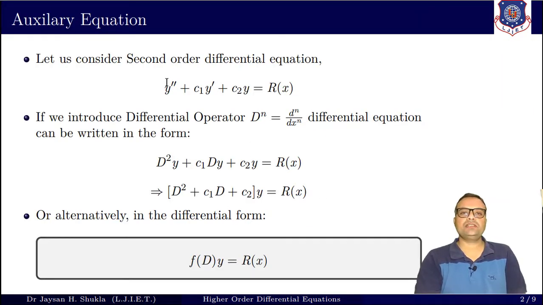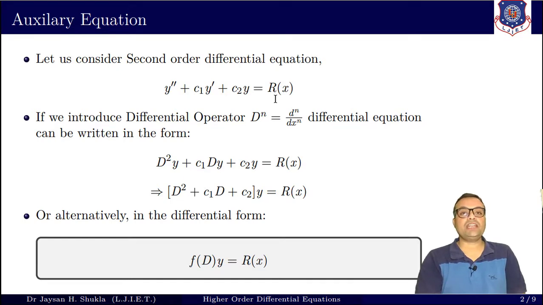As usual, I am considering for reference a second order differential equation of the form y double dash plus c1 y dash plus c2 y equal to r of x. Y depends on variable x, c1, c2 are arbitrary constants, and r of x is a function of x.